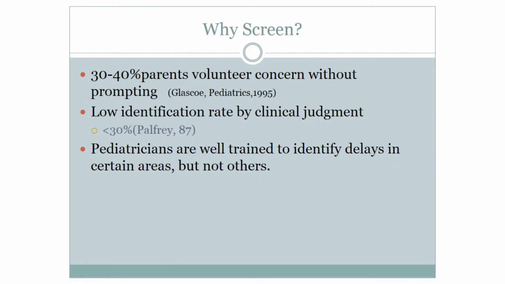And as I mentioned before, the language skills are going to be critical to the assessment of this population. We know that about 30 to 40% of parents volunteer concerns without prompting about their kids. This is very, very significant because a large percentage of the kids that are having developmental problems, the parents are not reporting that concern. Clinical judgment, just on that brief visit that we have with the child, is not going to be sufficient to assess it.